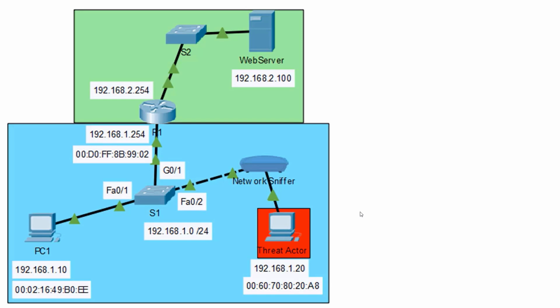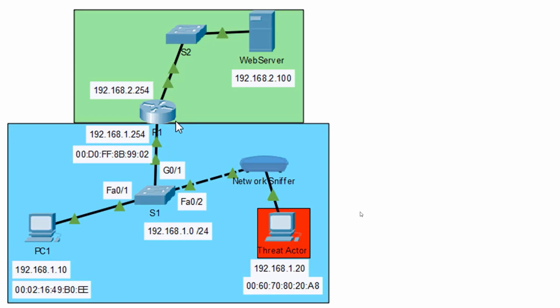Welcome to ARP Spoofing. This is gonna be great. To get started, I've got PC1 here that wants to communicate to the web server. PC1 is on the 192.168.1.0 network. The web server is on the 2.0 network. For PC1 to get there, we've got to make our way through this router, which is R1.